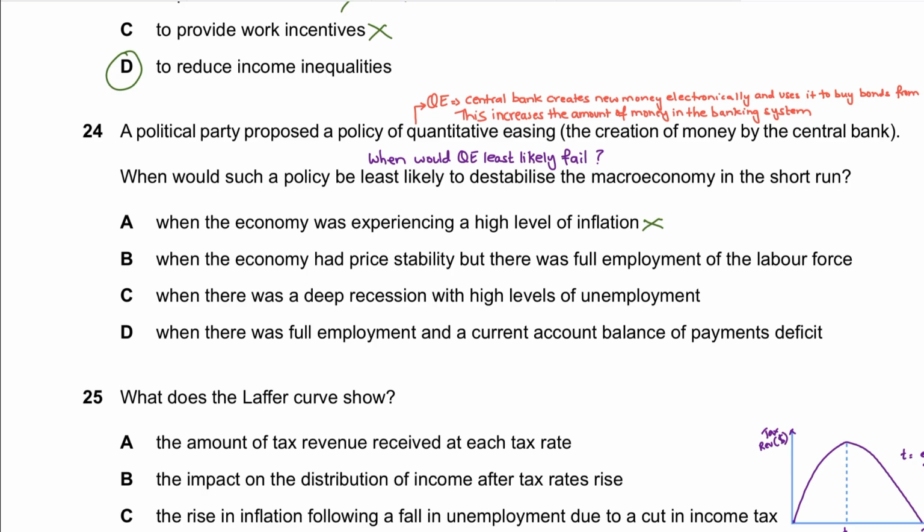And when the economy had price stability but there was full employment of the labor force, it means the economy is at full capacity, and again, excess spending or demand due to the money supply increasing would create more inflation. So again, this will destabilize the economy.